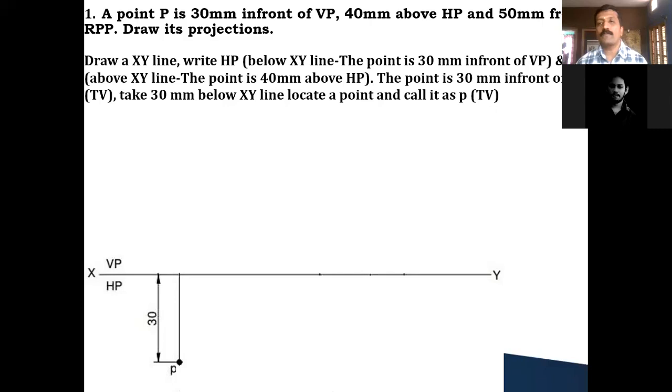In front of VP, in the sense, it is the top view information. In front of VP means it is below the XY line. I should write the top view below the XY line.